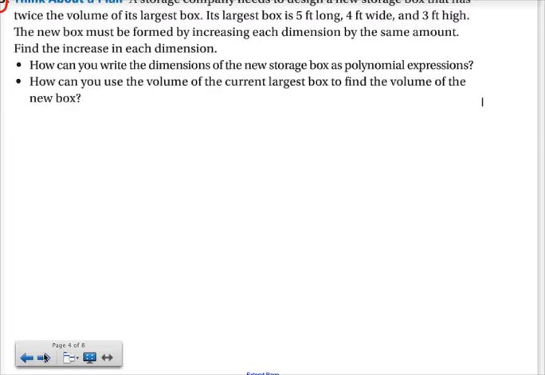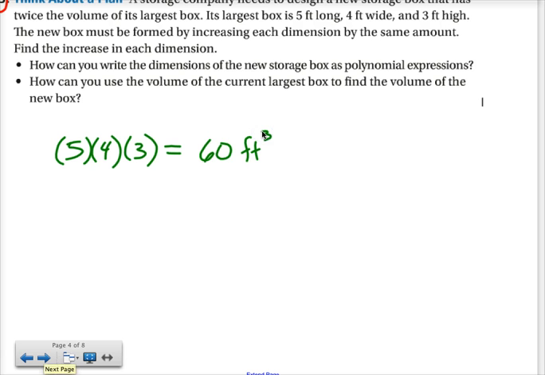Then this one, a lot like the volume problem we were talking about before, says a storage company needs to design a new storage box that has twice the volume of its largest box. Its largest box is 5 feet long, 4 feet wide, and 3 feet high. So the first thing I'm thinking is, if I have to find something that's going to be twice that volume, I need to know what that volume was. So we take 5 times 4, which is 20, times 3, which is 60 cubic feet. And they want the volume to be twice that, so 2 times 60 cubic feet is going to give us 120 cubic feet.